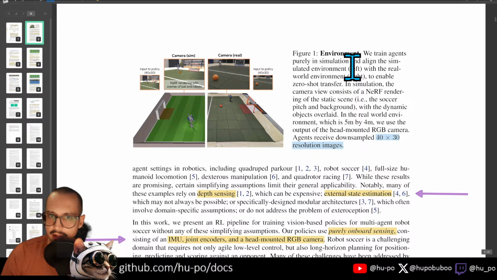Okay. We train agents purely in simulation and align the simulated environment with a real-world environment to enable zero-shot transfer. So with zero-shot transfer, they're basically taking the policy that is learned in simulation and applying it in the real world. They're not going to be collecting any data in the real world. In simulation, the camera view consists of a NeRF rendering of a static scene.